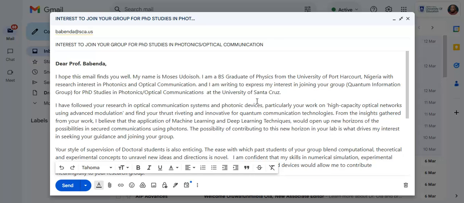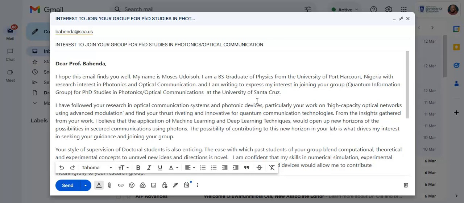Remember that your goal is to get the attention of the PI, of the professor, and to get his attention, you must be sending something very enticing. Remember that a cold mail is also a mail you are sending to someone you have not met before. And so you want to have a good first impression, because if your first impression is not beautiful, you would most likely not get a reply.